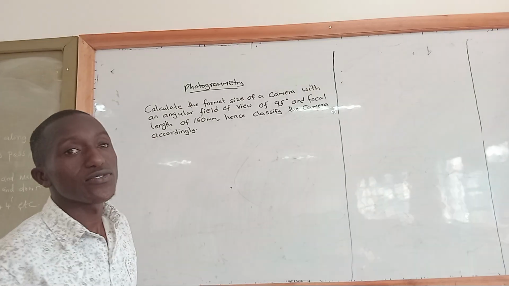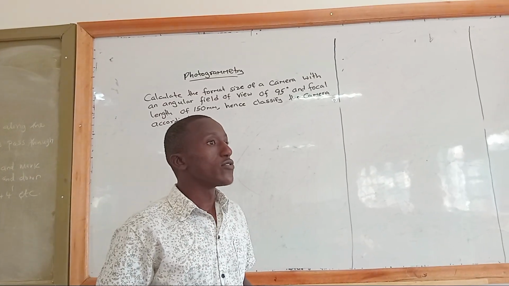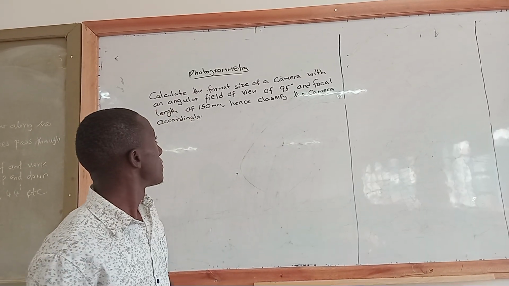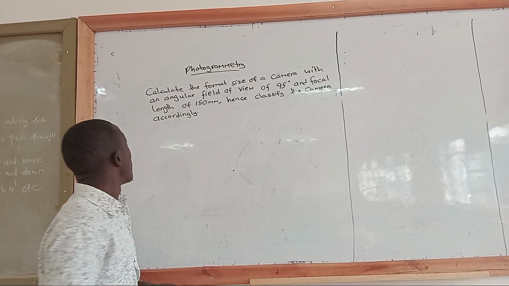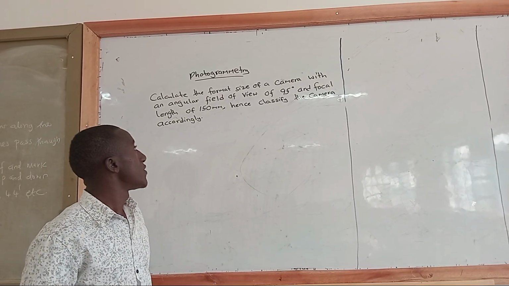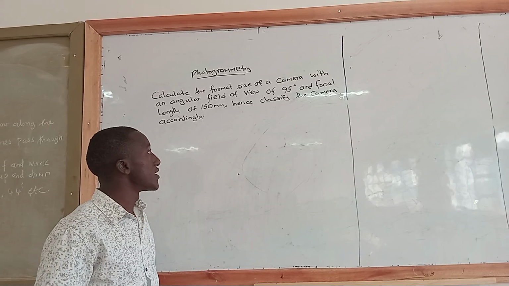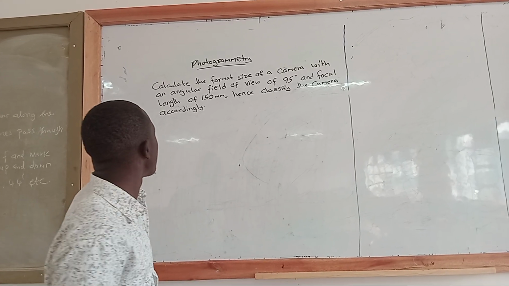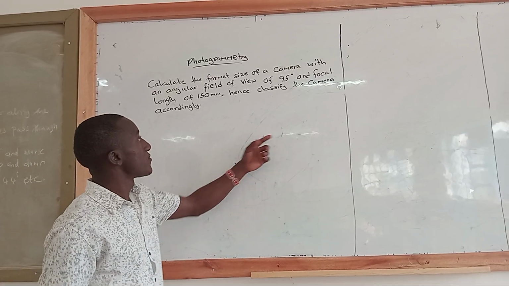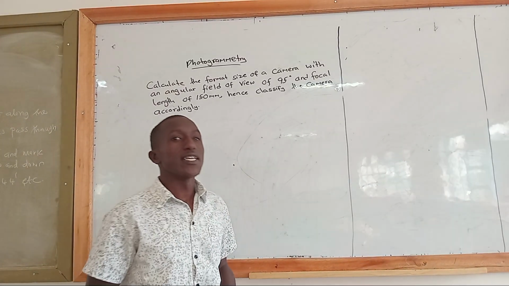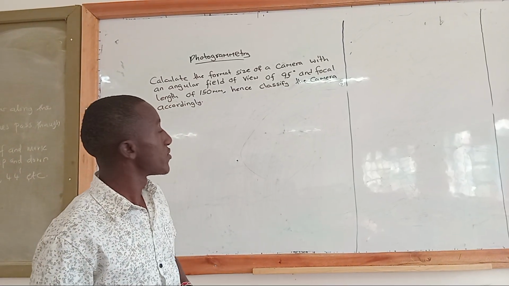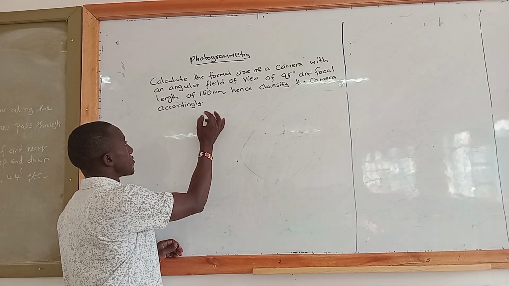Welcome to today's lesson. We're going to tackle a question on photogrammetry. The question says, calculate the format size of a camera with an angular field of view of 95 degrees and a focal length of 150 millimeters. Hence, classify the camera accordingly. So, we want to go direct to the solution of this question.